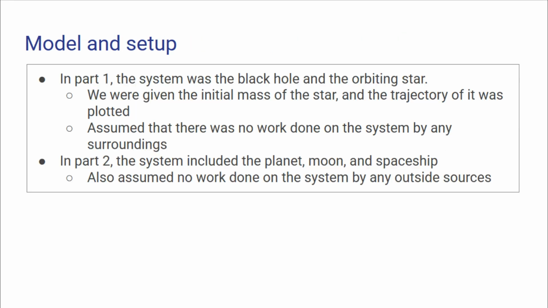So next, to discuss the model and the setup, in part 1, the system was the black hole and the orbiting star. We were given the initial mass of the star, and then we had to plot the trajectory of it. We assumed that there would be no work done in the system by any surroundings. Same in part 2, but the system instead was the planet, moon, and spaceship.